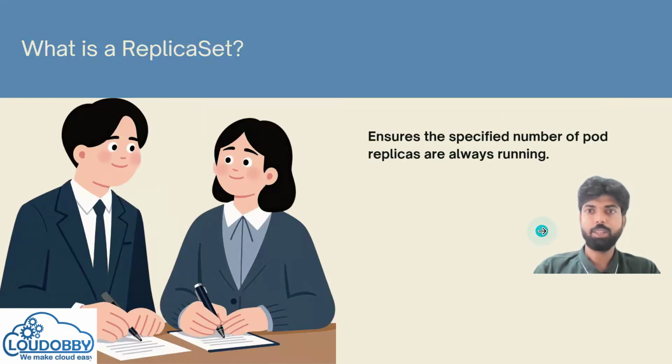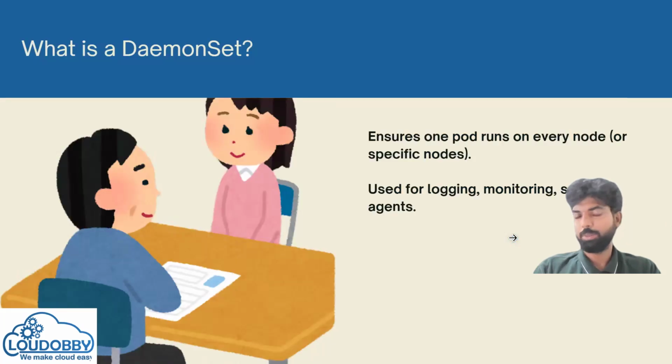Replica sets ensure a specific number of pods, 2, 3, 4. A daemon set is like when you have a pod which is running on all the nodes, for example logging and monitoring. That is called a daemon set. In some cases we can also say this pod should run on a specific node. So a daemon set is like a logger or a monitoring agent which will run on all the nodes.